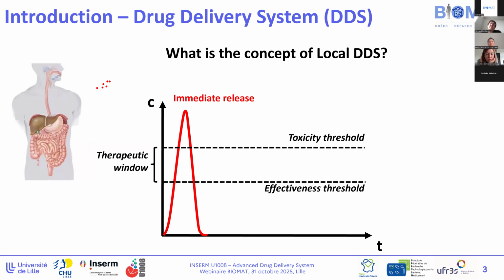Our team is specialized in advanced drug delivery systems. So what is the concept of a local drug delivery system? If you have a patient who has some local disease, for example, inflammation, infection, or cancer, the patient has to take a huge amount of drug because a small amount of the drug goes to the target site. So the consequence is a very fast release of the drug, and in some cases, the concentration is higher than the toxicity level and shortly goes under the efficacy level.